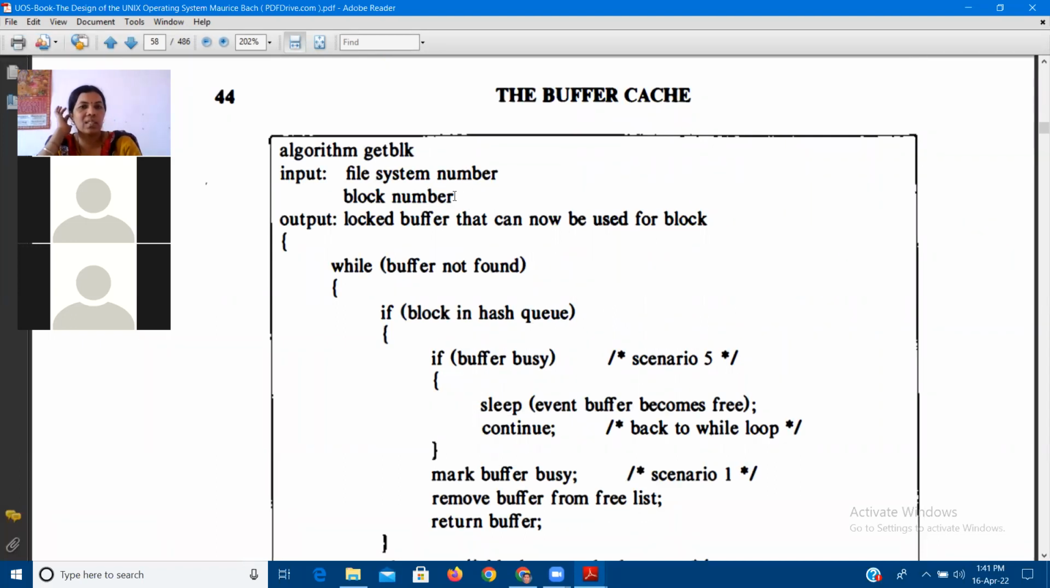So we discussed that the file system number is nothing but the device number. So we discussed device number and block number as a part of the buffer header. So as input we need to give the file system number, that is, from which operating system we have booted the system. So that returns the file system number. And after that, which block we want to utilize.